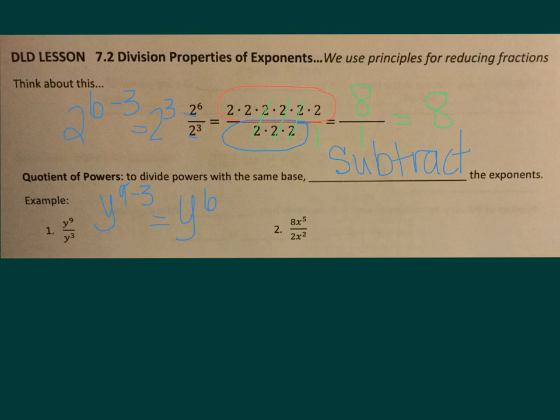For example 2, I want to focus on the constants. 8 divided by 2, which equals 4. And then I want to focus on my powers. I have x to the 5th over x squared. That's the same thing as saying x to the 5 minus 2 power, which is x cubed. So example number 2 actually simplifies to equal 4x cubed.